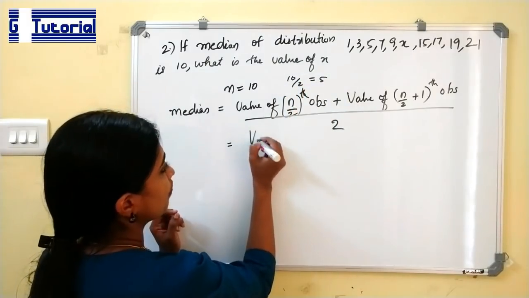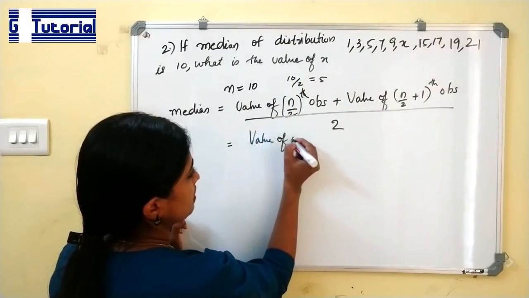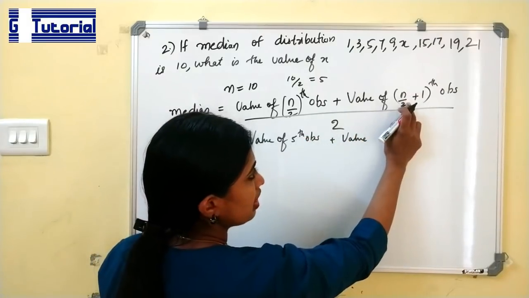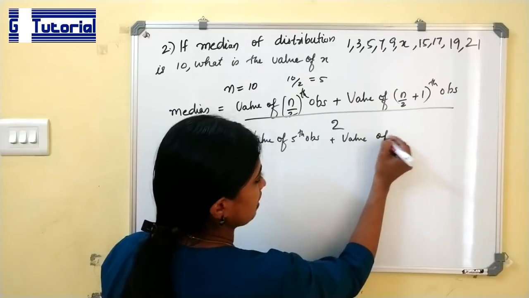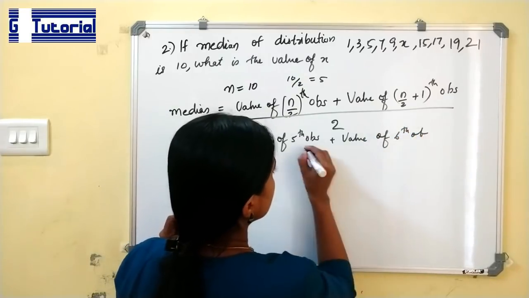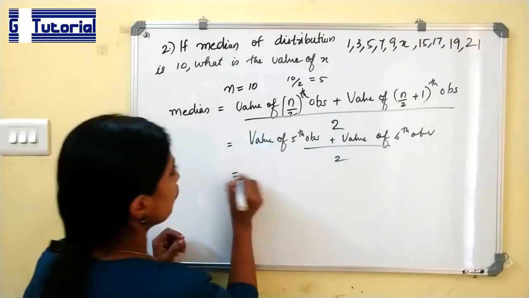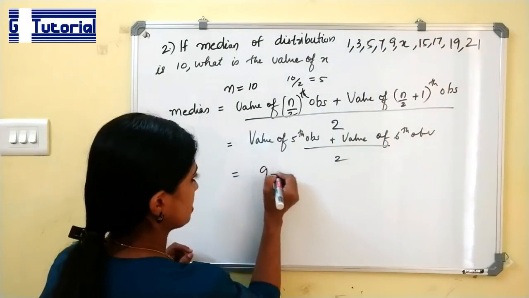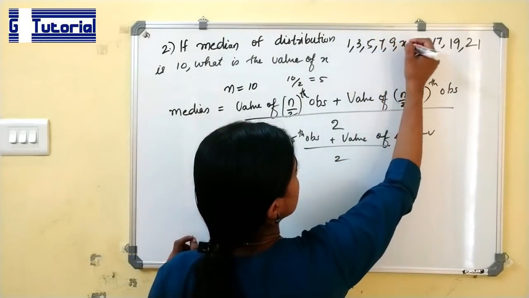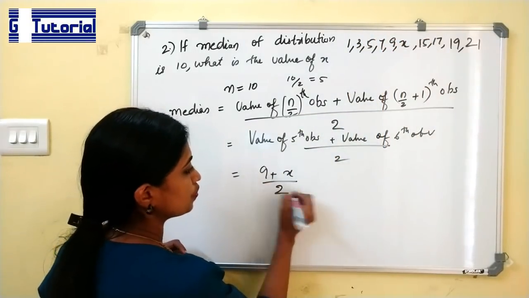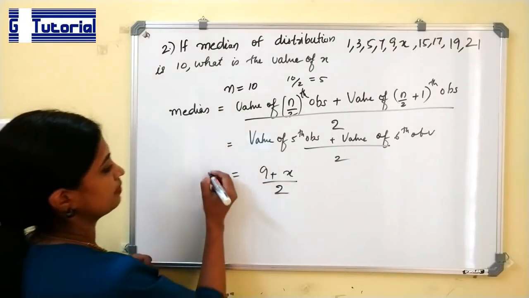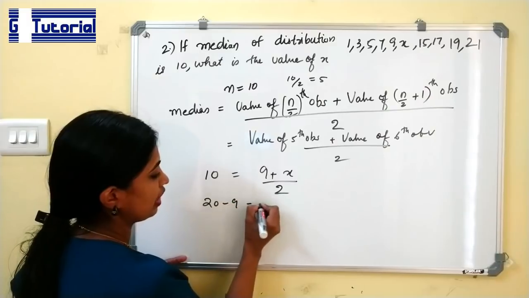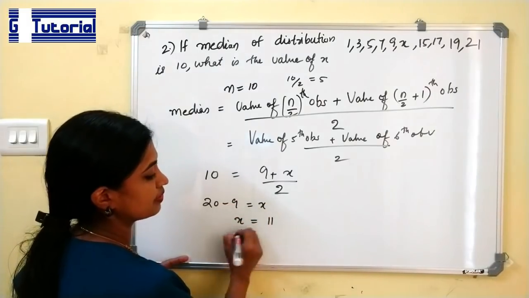So value of 5th observation plus value of n by 2 is 5, 5 plus 1, 6th observation divided by 2. So 5th value is 1, 2, 3, 4, 5, 9 plus 6th value is 1, 2, 3, 4, 5, 6, x by 2, which is equal to 10. So 20 minus 9 gives the value of x. x is equal to 11.